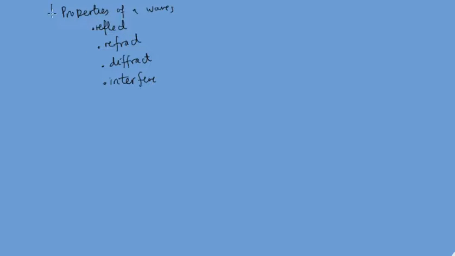We're going to go through all these different properties individually and go into more detail, but it's really important to remember that these four properties are what define a wave as being a wave. If you have something that reflects, refracts, diffracts and interferes, it is a wave. And if you can show something is doing those things, you can thus prove it to be a wave.